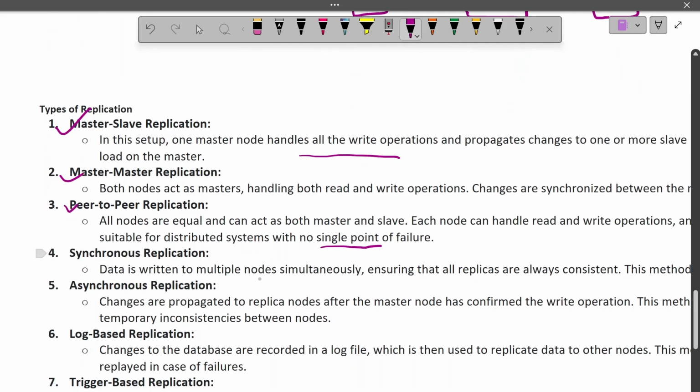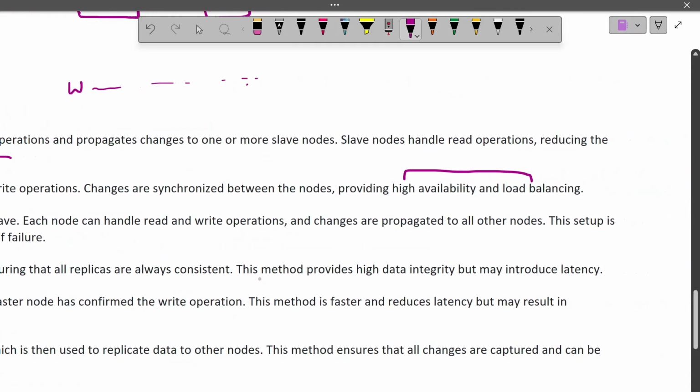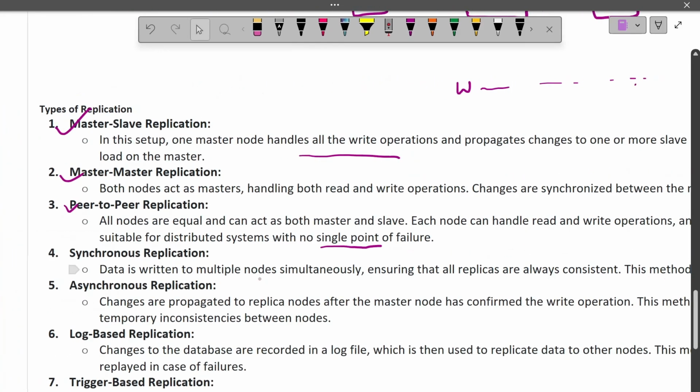Next is synchronous and asynchronous replication, as the name suggests. If it is synchronous, the moment you write something, it will be propagated to all the slave nodes at the same time. So all of them will be equally consistent at any given point in time, which will give you latency, of course, but it will have high data integrity. Where do we need this? In banking applications, in fintech. When you're doing cash withdrawals, let's say from an ATM, you need the backend data, your account balance, to be consistent.